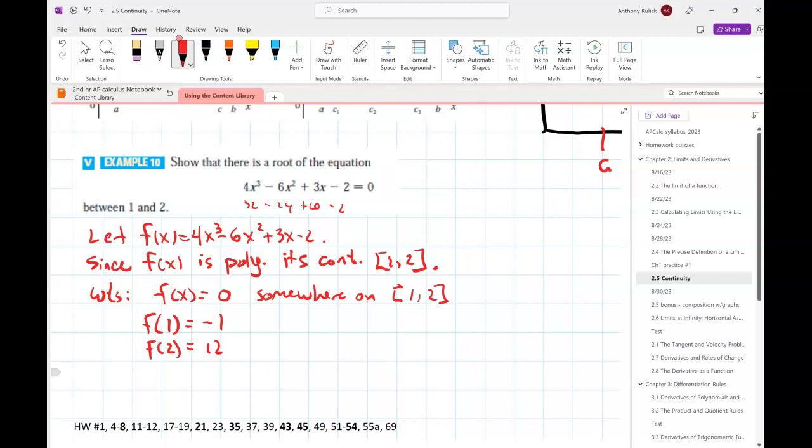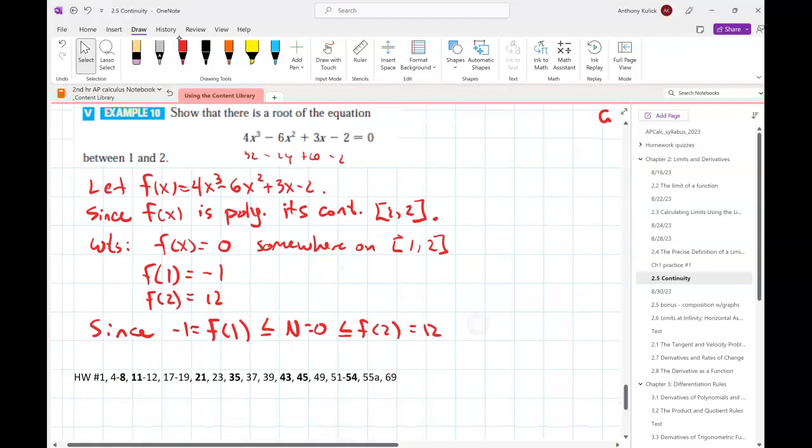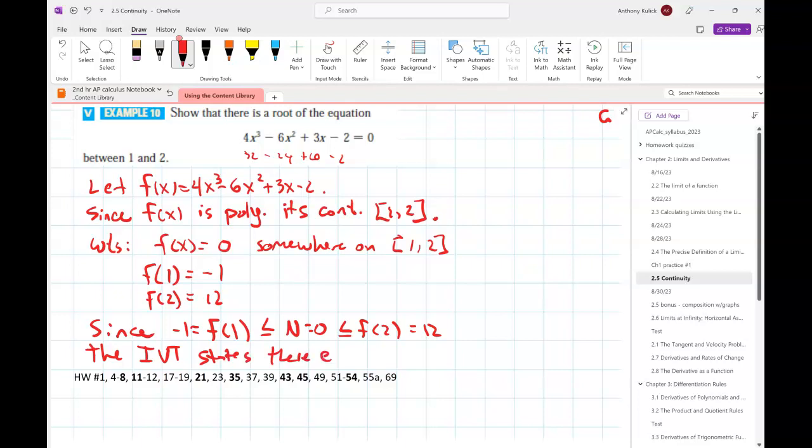Now, what I can do is say, since, well, let's just say f of 1, maybe we'll say negative 1 equals f of 1, is less than or equal to n, which was 0, less than or equal to f of 2, which is 12. The intermediate value theorem states there exists a C on the interval 1, 2. Oops. Actually, I think these are supposed to be strictly less thans, such that f of C is equal to 0.